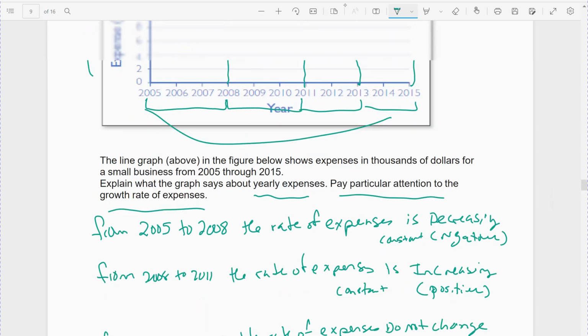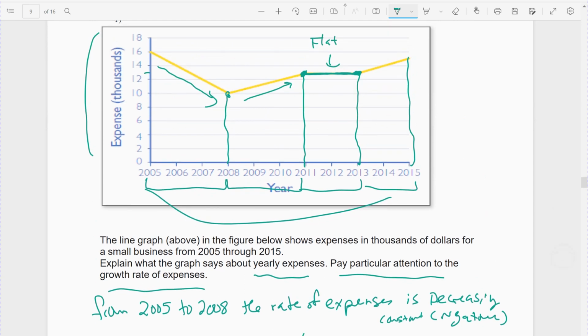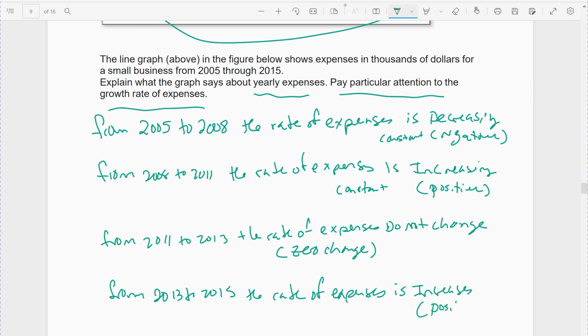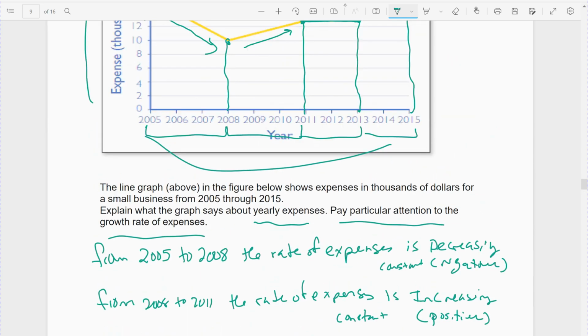And then the last one, 2013 to 2015, looks like it's growing again. All right, so from 2013 to 2015, looks like the rate of expenses is increasing again. Increases, meaning it's a positive rate of growth. Moving up, right? It looks like it's increasing over those years. And so that would be how we describe those.